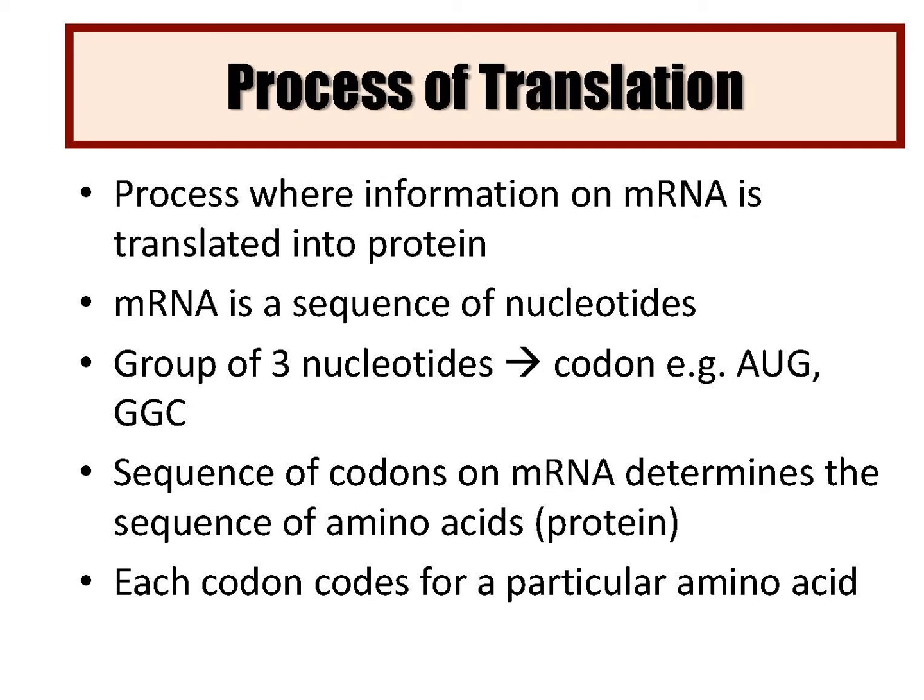Translation is a process where the information on the mRNA sequence is then translated into protein. So mRNA is a sequence of nucleotides. A group of 3 nucleotides will code for a codon. So for example, AUG is one codon, GGC is one codon. So the sequence of these codons on mRNA will determine the sequence of amino acids. So each codon codes for a particular amino acid.